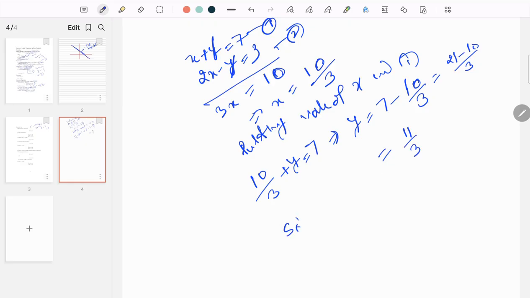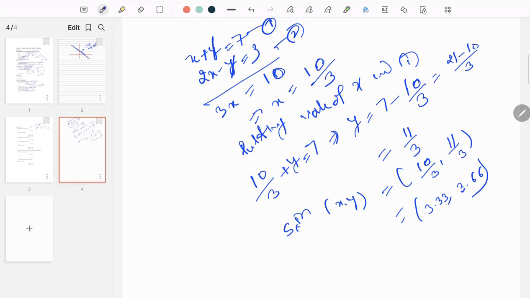So the solution of x plus y equal to 10 is 10 by 3 and 11 by 3. So it's near about 3.33 and 3.66. Okay, now we will check it on the graph.